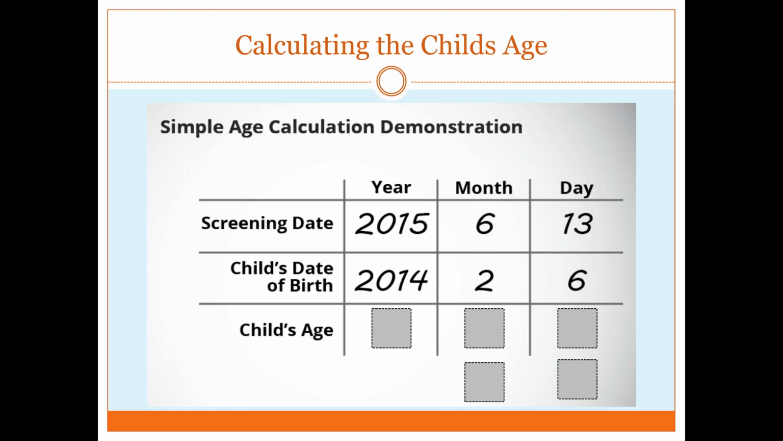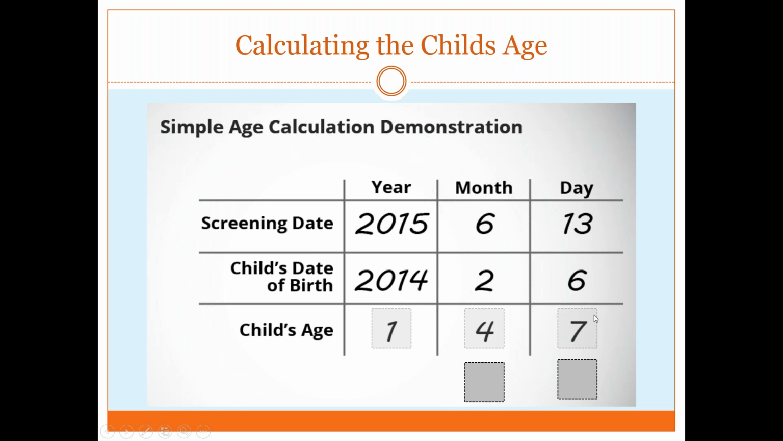You subtract 13 minus 6, which gives you 7. You do the same thing for the month, 6 minus 2, which gives you 4. And then lastly, you simply do the same thing for the year, 2015 minus 2014, which gives you 1. And this clearly shows you the child's age. The child is 1 year, 4 months, and 7 days old.